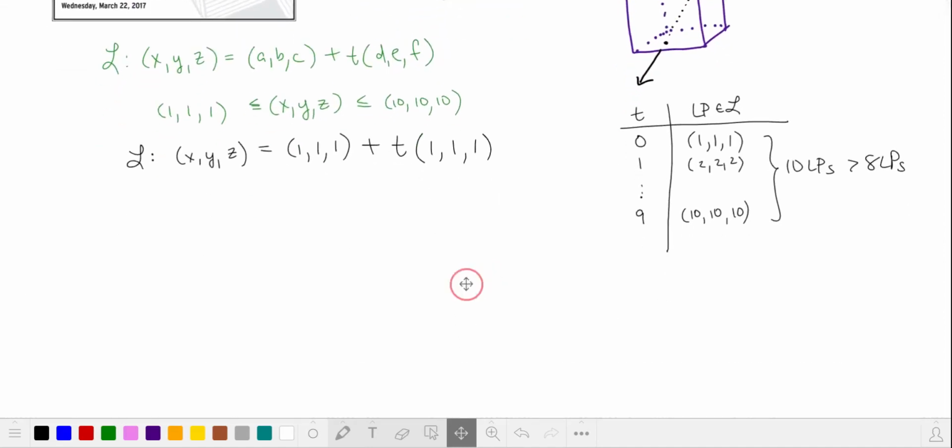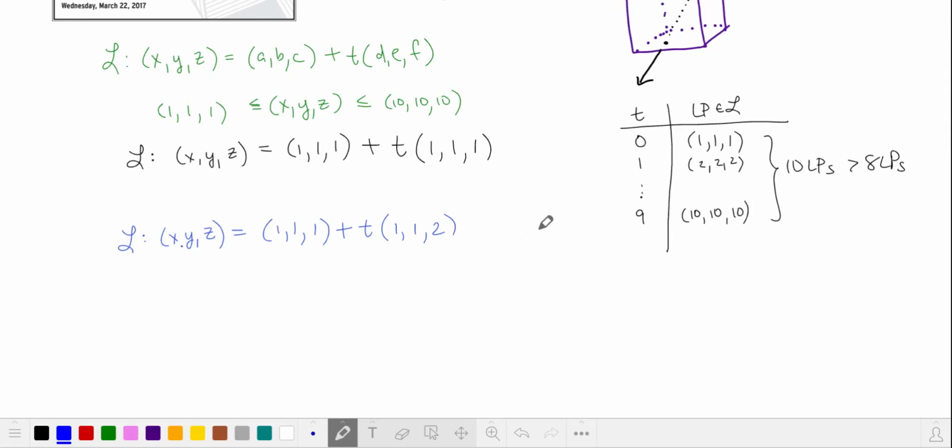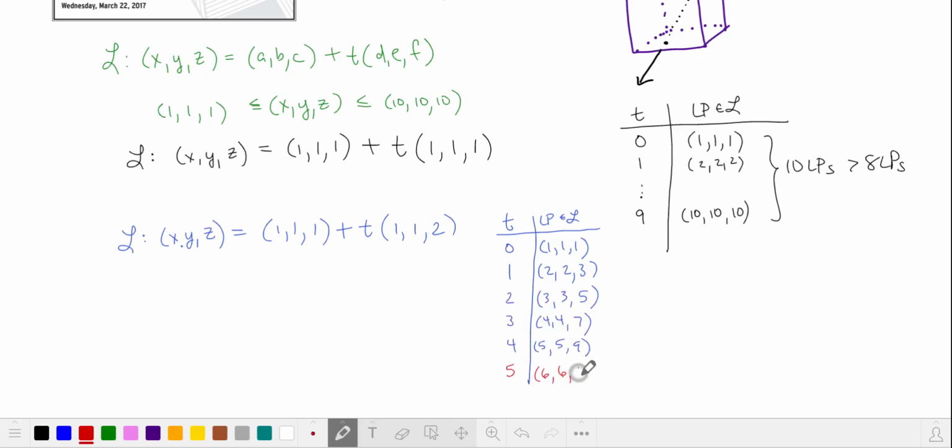To get fewer lattice points, let's change our parameterization. We'll start at 1, 1, 1 again. And again, since we're interested in integer points, we'll just change the z-coordinate of this parameterization to 2. And let's see what our lattice points are. We start at 1, 1, 1. When t equals 1, we add 1 to our x and y coordinates and 2 to our z coordinate, and we keep doing that. When t equals 5, the lattice point is 6, 6, 11, and we've left the cube, so it doesn't count. This leaves us with only 5 lattice points, which is less than what we want.